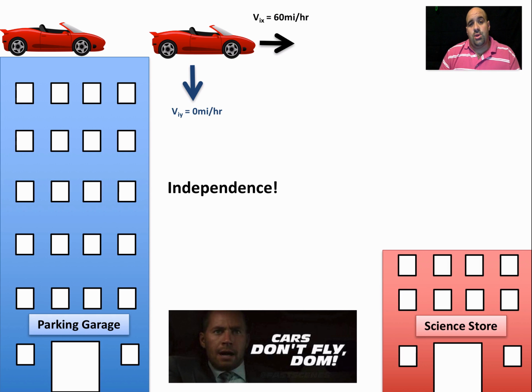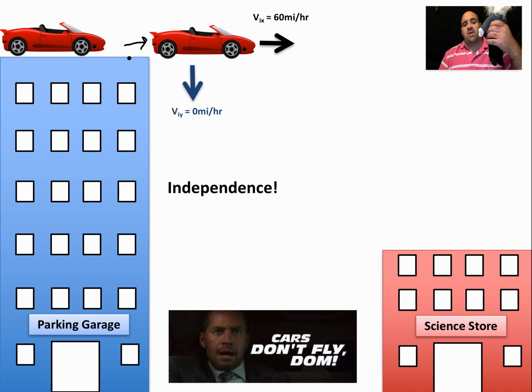You're on top of the roof, holding the brake down and revving up the engine, and you finally release. Now you drive your car off the edge of the building at an initial velocity in the x direction of 60 miles an hour. So your car starts flying off the building at 60 miles an hour in this direction. Initially, your car has a vertical component of motion of 0 miles an hour.